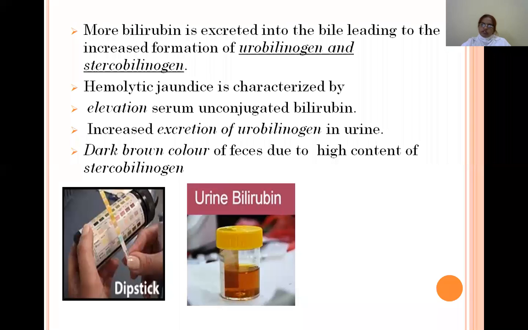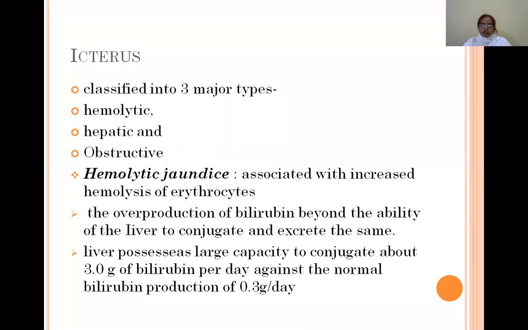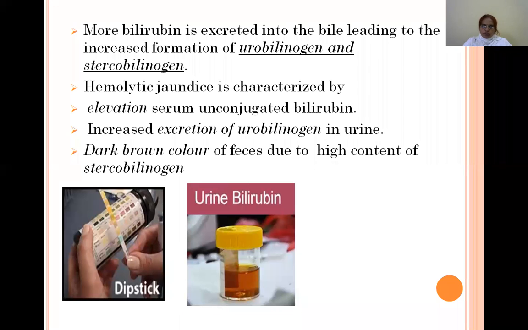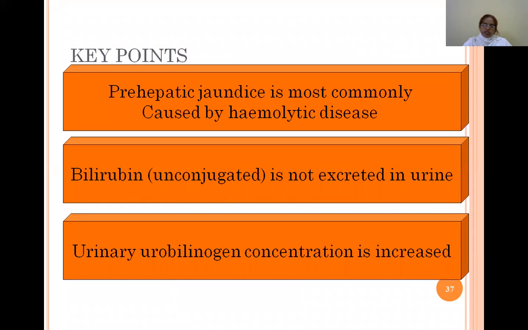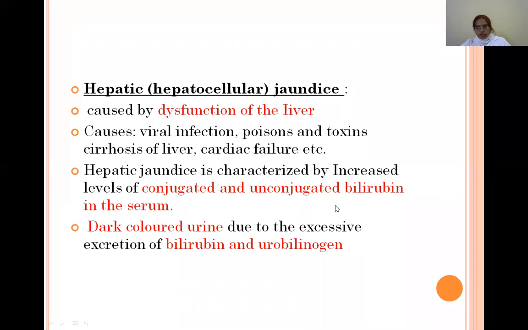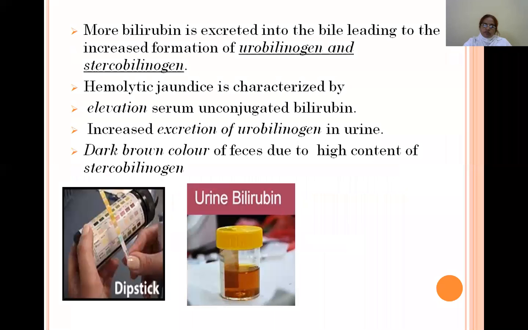Unconjugated bilirubin levels are increased in hemolytic jaundice. In hepatic jaundice, both conjugated and unconjugated bilirubin levels are increased in the serum. In hemolytic jaundice there is dark colored feces and increased excretion of urobilinogen in urine.